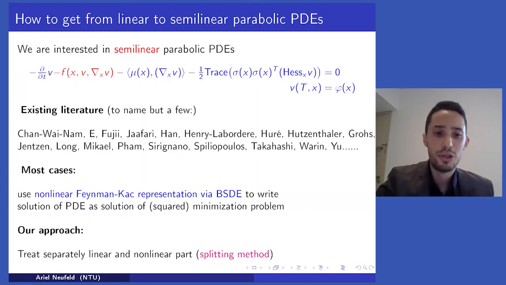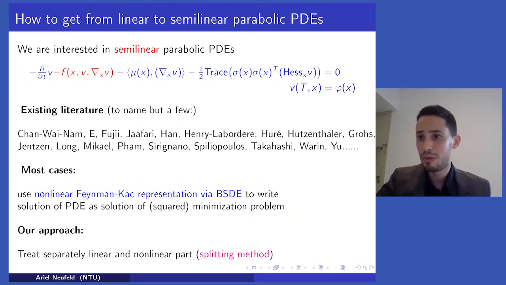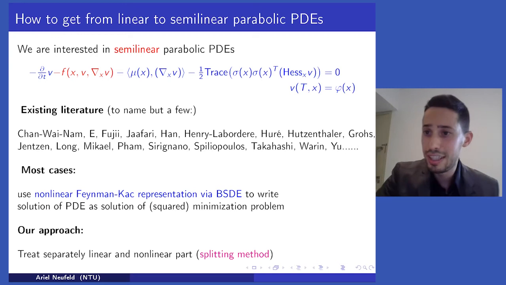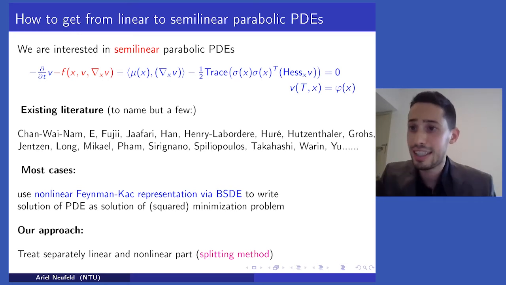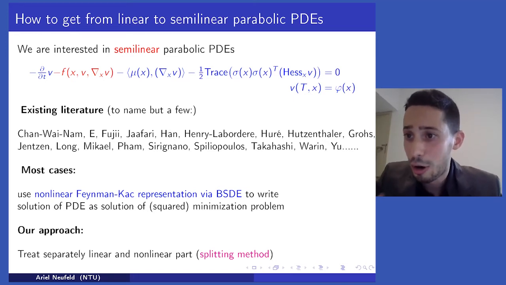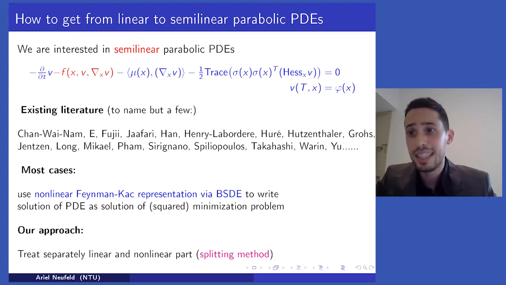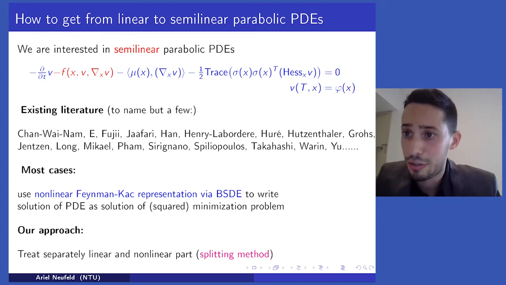So what we would like to do is somehow reduce the case back to a linear PDE, or to several linear PDEs, to be able to use the classical Feynman-Kac representation, because an explicit expression would hopefully allow us to be more efficient and hopefully solve PDEs even in higher dimension than 200 or 300.